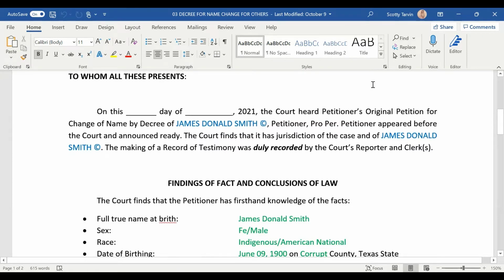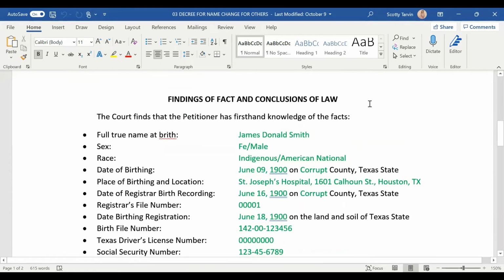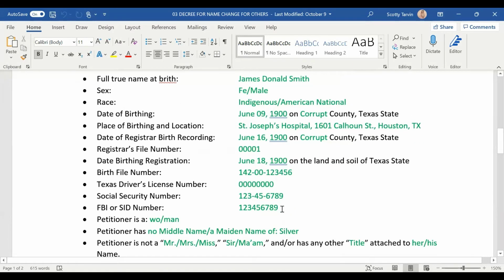The court heard petitioner's original petition for change of name by decree of the straw man, petitioner pro per. Petitioner appeared before the court and now is ready. The court finds that it has jurisdiction of the case and of the straw man. The making of a record of testimony was duly recorded by the court reporter and clerks. Finding facts and conclusions of law. The court finds that the petitioner has firsthand knowledge of facts. And basically, this is just a reiteration of what you have in your petition, almost word for word.